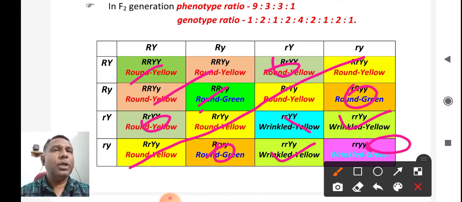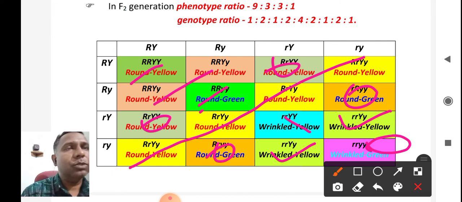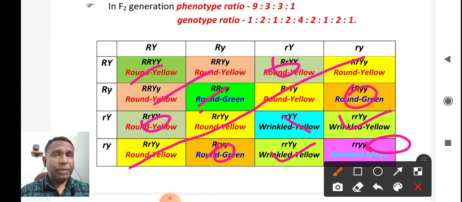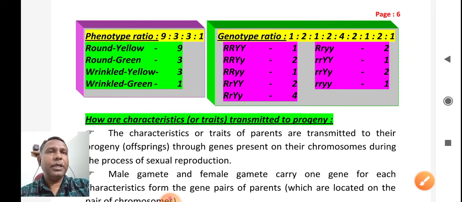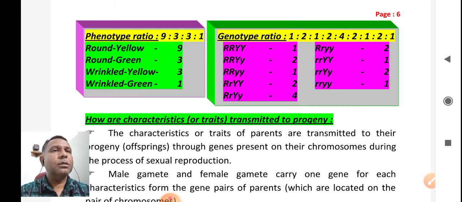So in that way 1:2:1:2, and 4:2:1:2:1. To remember this, you can say 1:2:1:2:4:2:1:2:1. In that way you can remember the things. So in that way here everything is arranged in tabular form, how the genotypes are shown here.